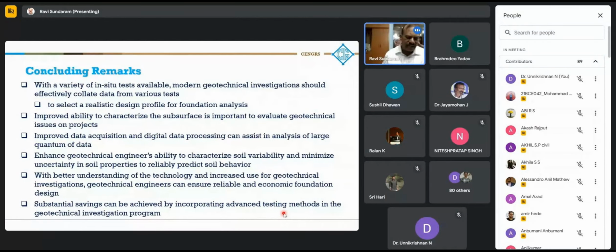So with better understanding of the technology, increased use of these kind of geotechnical investigations, geotechnical engineers can ensure a reliable and economic foundation. Substantial saving you can have by incorporating these advanced testing methods. Also, there is a greater reliability. You know that your foundation is safe and it's not going to fail.